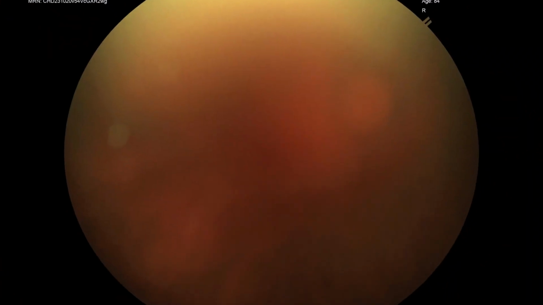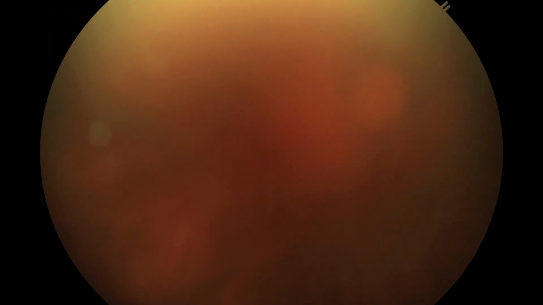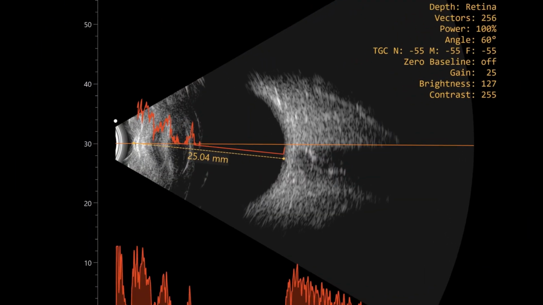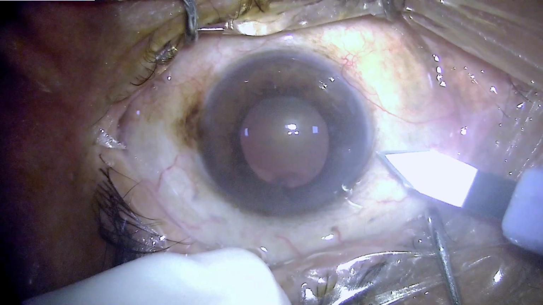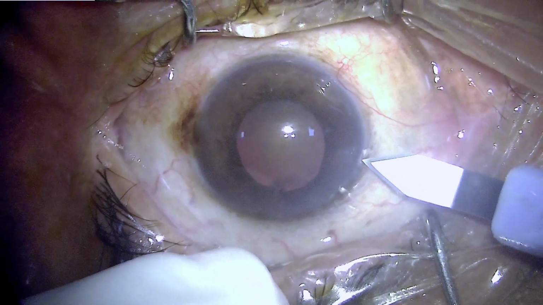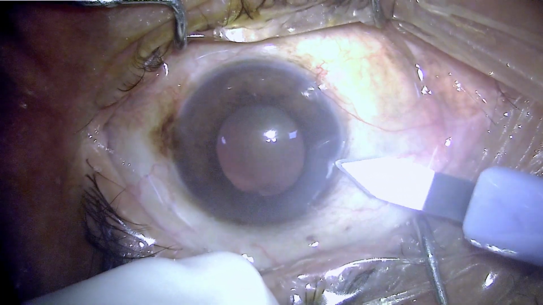The cataract was so dense that this fundus photograph is not providing any detail at all. A B scan was ordered, which was apparently normal. So the surgery was scheduled, and this is where we are starting the surgery.